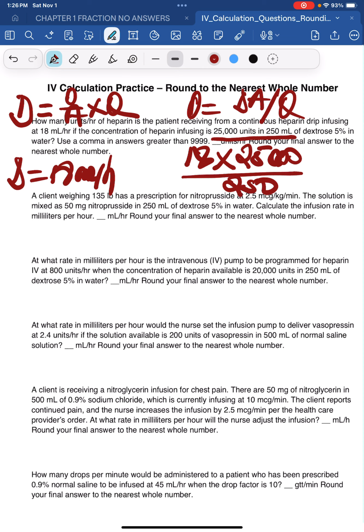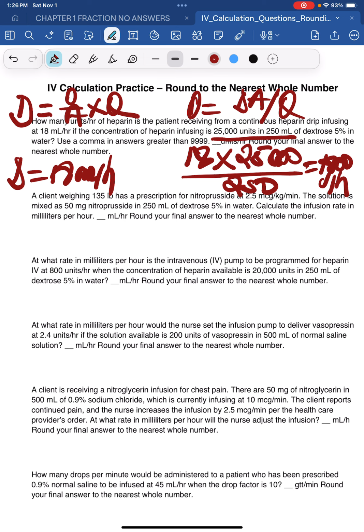Use your calculator. So you have 18 times 25,000 and divide that by 250. Now you got it? So which one do we have? You have 1800 units per hour.